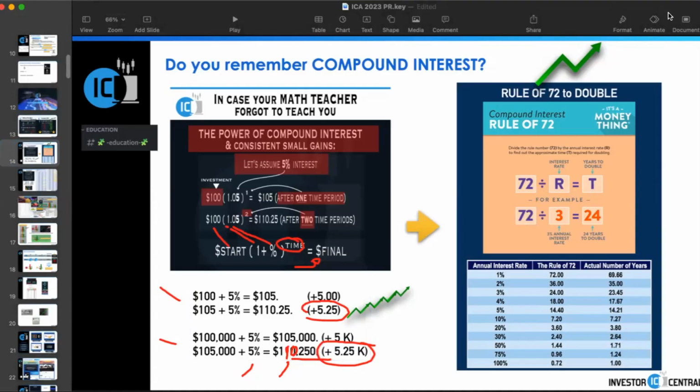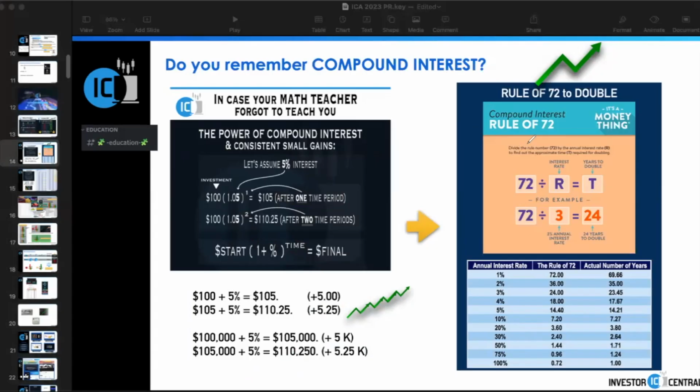Okay. Now, there's this rule that also tells us compound interest. If you had a certain percentage interest, you take 72, divide it by that number, and that's how many years it takes you to double your money. Okay, 3% interest, 24 years, or in this case, 24 times of 3% will eventually get you to double.